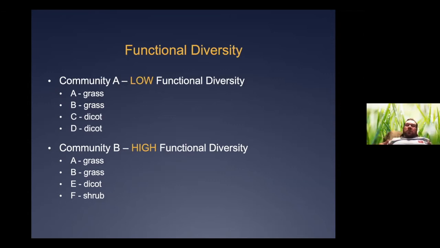So if I had two ecological communities or two ecological assemblages, community A and community B, one each with 4 species, A, B, C, and D. If species A and B were a grass and C and D were a dicot, we would call that low functional diversity. Where if in community B, species A was a grass, species B was a grass, species E was a dicot, and species F was a shrub, we would call that high functional diversity. So we have the same number of species, but they have very distinct life histories. So we're describing the biodiversity in this sense in terms of their strategies for coexistence.